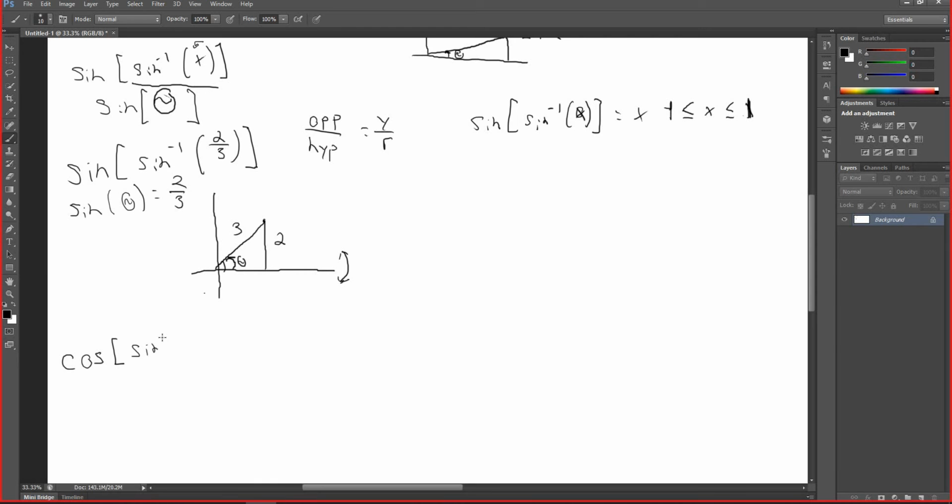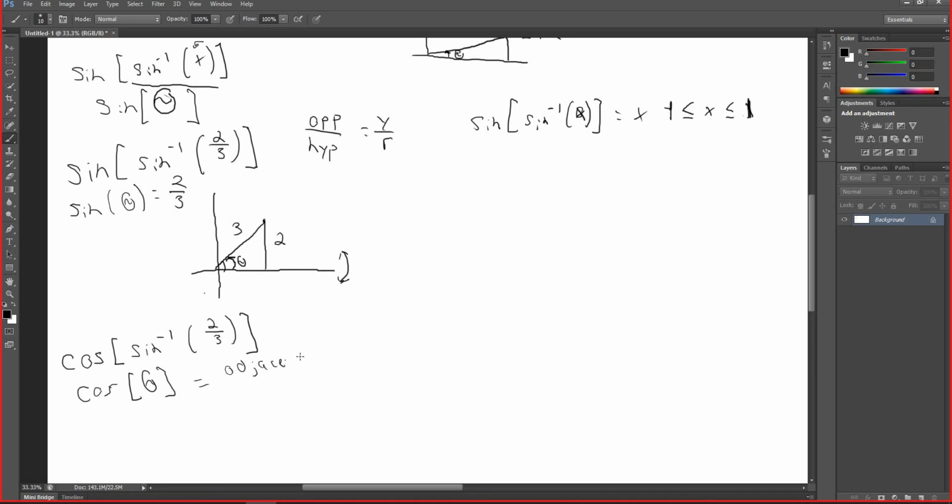But now if we wanted, we could also go and find, when we don't have the ability to use identities, if I have cosine of sine inverse of 2/3, I already have the right triangle drawn. I already have my sine of 2/3, so here's my y, here's my radius. How would I find cosine of theta? So what would be the fraction for cosine of theta? It would be the adjacent over the hypotenuse.